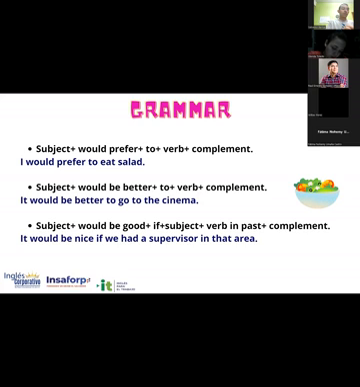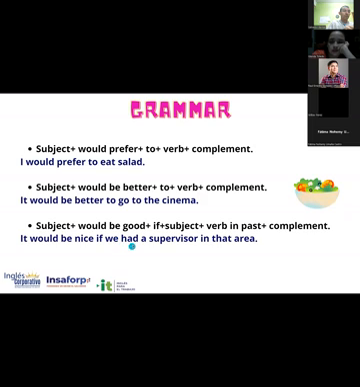Now, with the third structure, the one that we have right there, guys, we have subject, would be good, okay, or any other adjective, would be nice, would be better, okay, could be. If subject, verb in past plus complement, and we have, it would be nice if we had a supervisor in that area. What are we expressing with this idea and with this structure? Because this structure is really common. Okay, so it would be nice if we had a supervisor in that area. Sería bueno que tuviéramos a un supervisor en esa área.